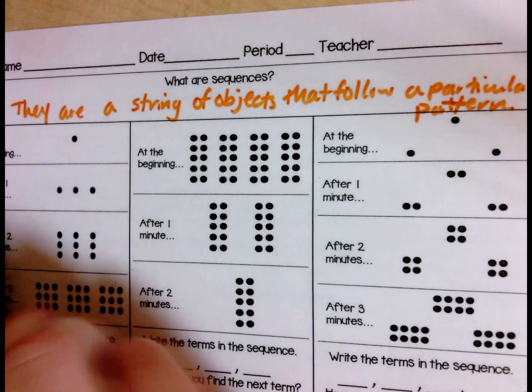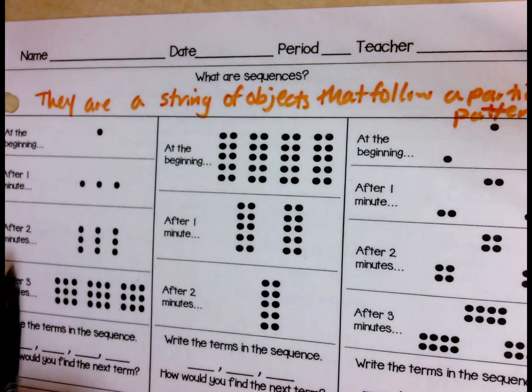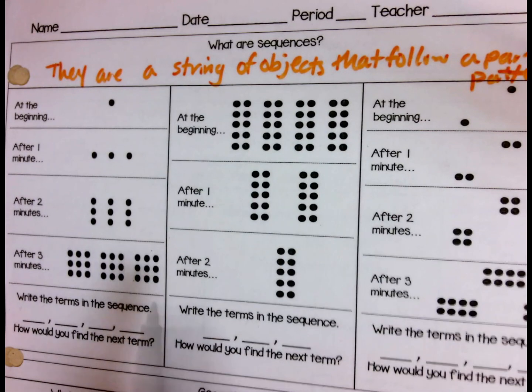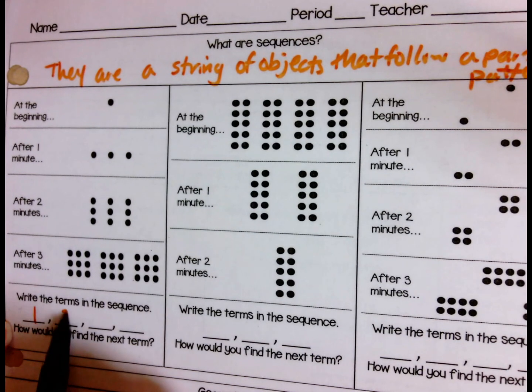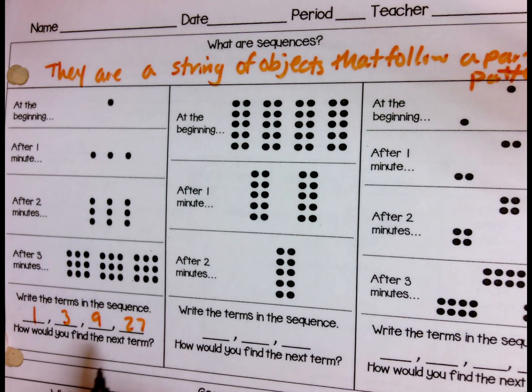So in the beginning, you have one dot. After 1 minute, there are 3 dots. After 2 minutes, there are 9 dots. After 3 minutes, there are 27 dots. So we started with 1, we went to 3, we went to 9, and we went to 27. How would we find the next term?